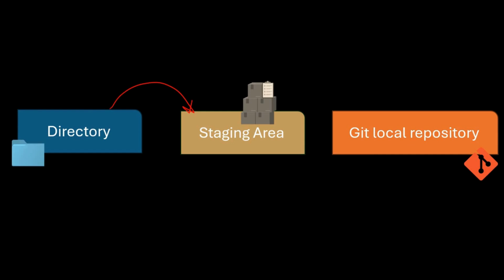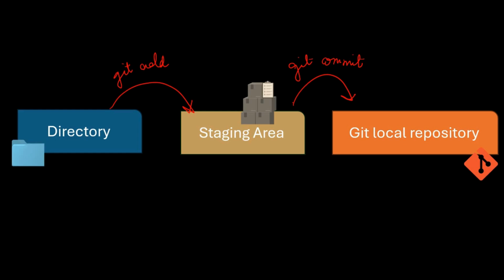For this we use a command called git add. We'll see how all of this works in VS Code as well, but for now, a general overview. Now from the staging area to the git local repository, we will use a command called git commit, right? So all this will help you put your file into the git local repository.